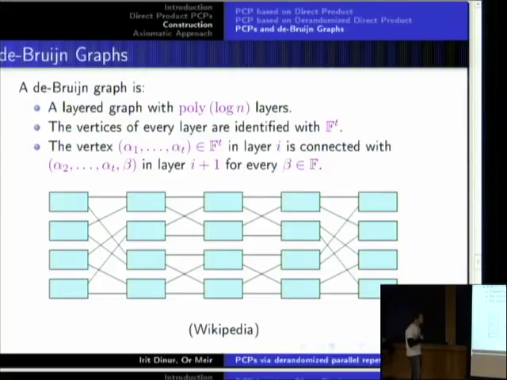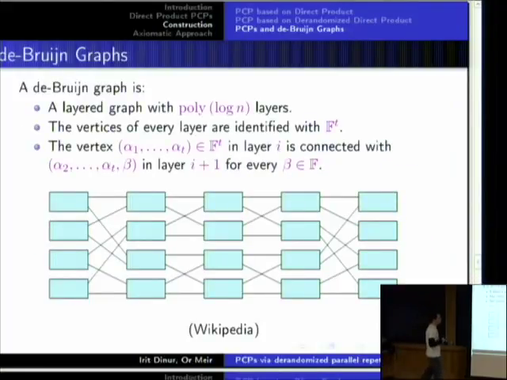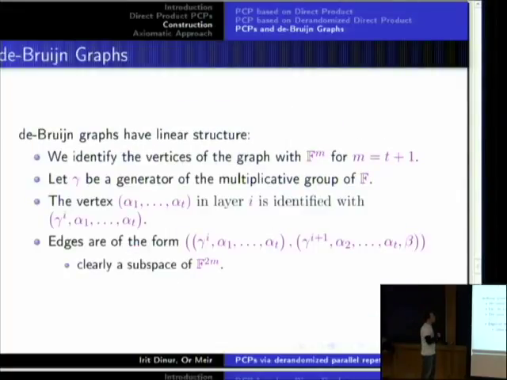Okay, so those graphs are very nice, and they were already used in the PCP literature before. What we will do is embed every constraint graph on the de-Bruijn graph. But before we show how to do that, let's see that they do have a linear structure. I will go over this in detail because I think that this property of linear structure seems very strong at first, and the fact that there is a simple graph that has this property is quite surprising.